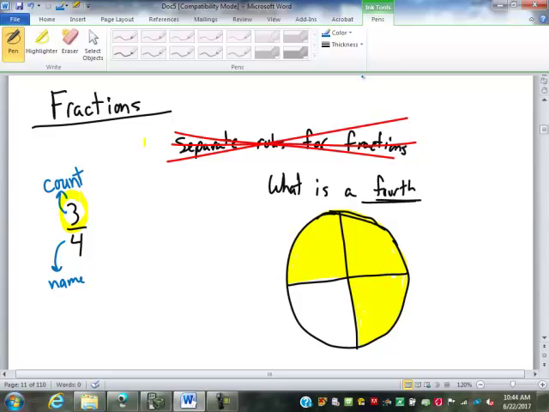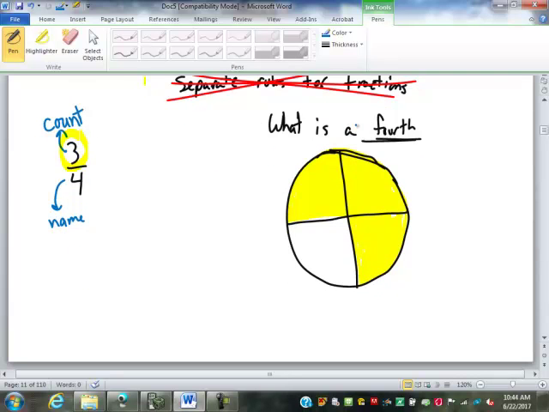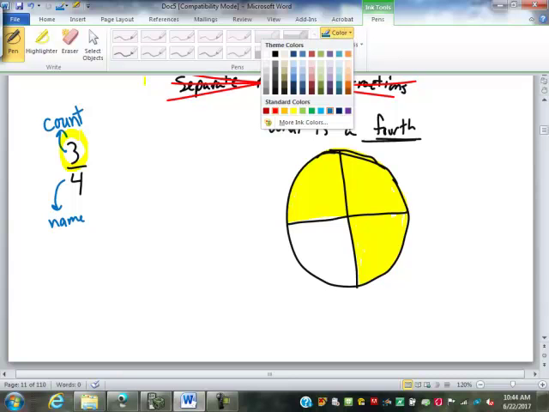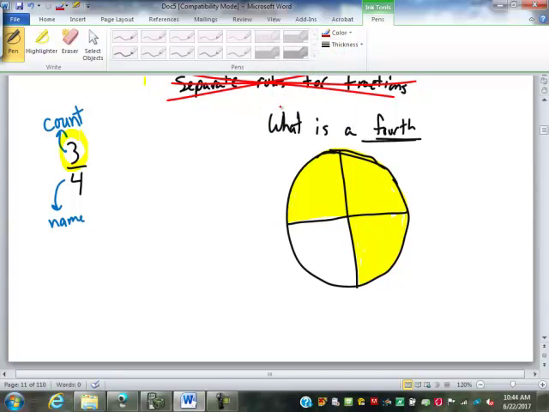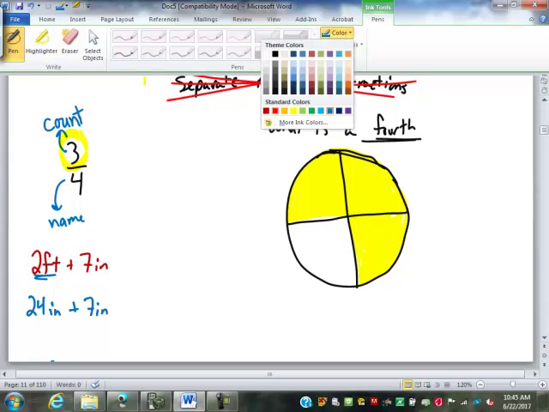The first thing we need to look at is renaming this. Back on the first day, we said to add or subtract numbers, you must have the same name. We even looked at something like 2 feet plus 7 inches. And we changed the name of the feet to be 24 inches. So now that they have the same name, then we could add them, right? Well, the same thing here. How do you change the name?